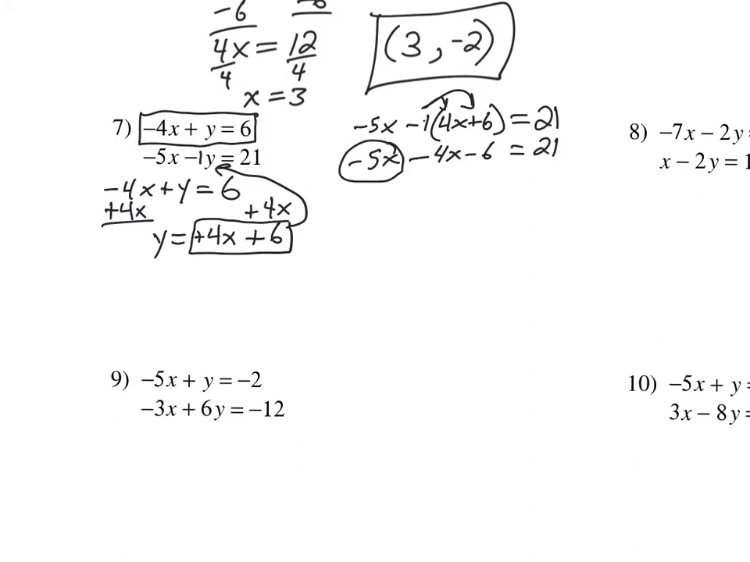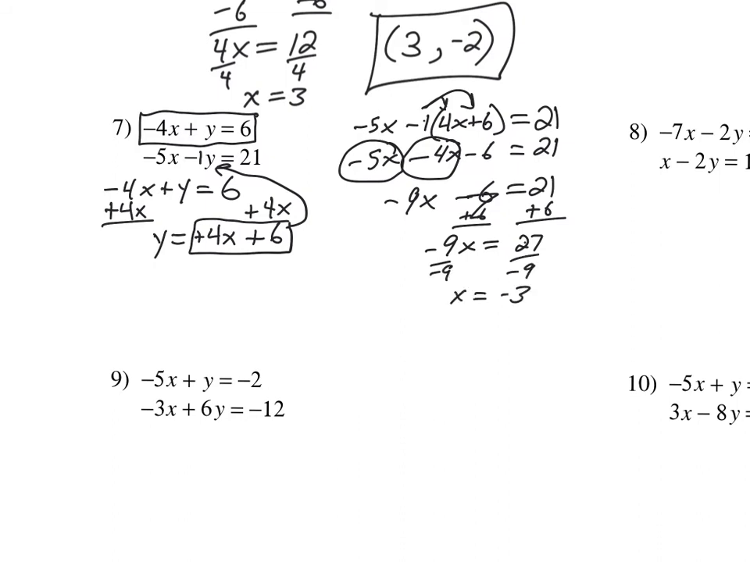Combine like terms. Negative and negative, they're both negative, so it's going to stay negative, and we add the two numbers. 5 and 4 is 9. And I add 6 to both sides. -9x is equal to 27. These zero out again. Divide by -9. And you get x equals -3.